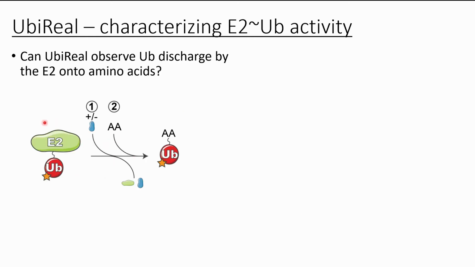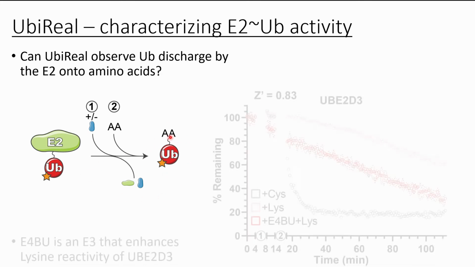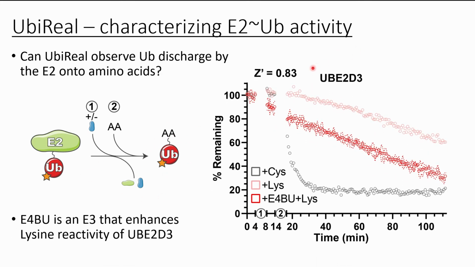So when we actually tested this E2 ubiquitin complex and the UBReal's ability to visualize a ubiquitin being loaded onto a free amino acid, we used the E2 UBE2D3. On this graph, in this light pink at 2, we put in some free lysine amino acid, and upon addition you see this slow decrease in signal over time, which shows the loading of the ubiquitin onto the free amino acid as that signal drops.